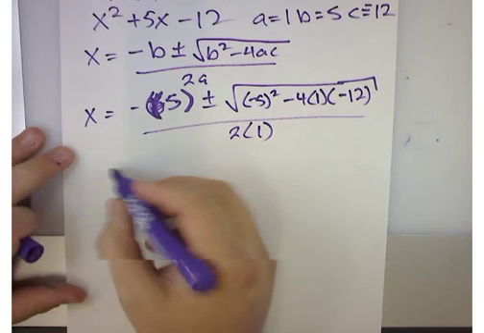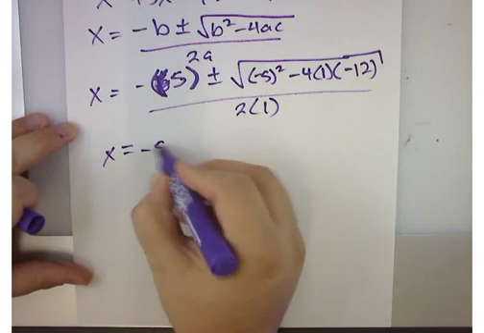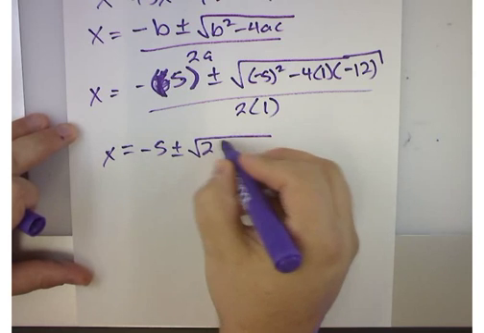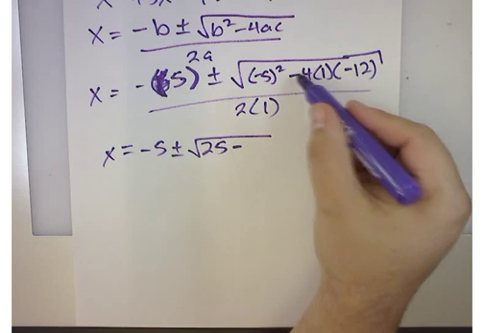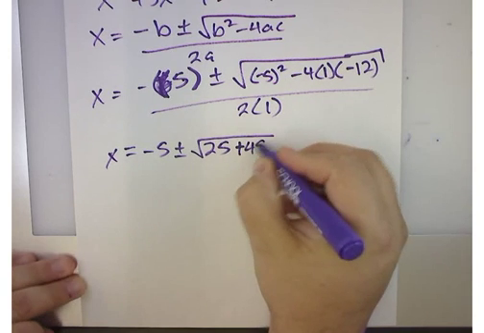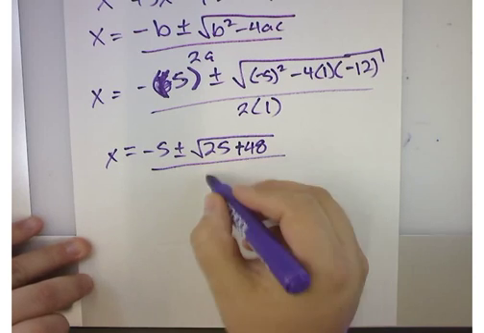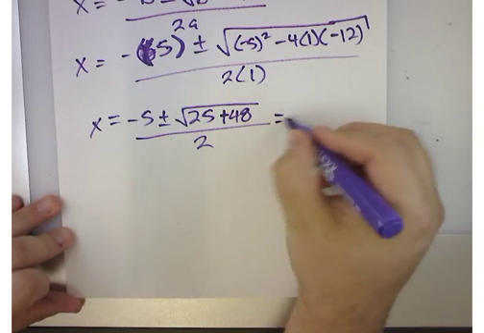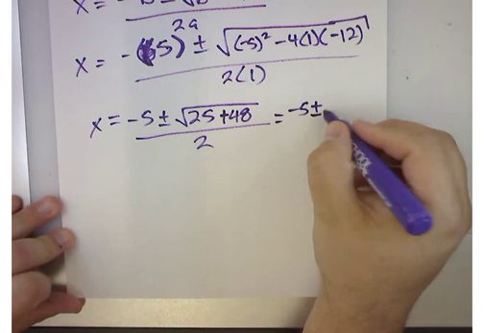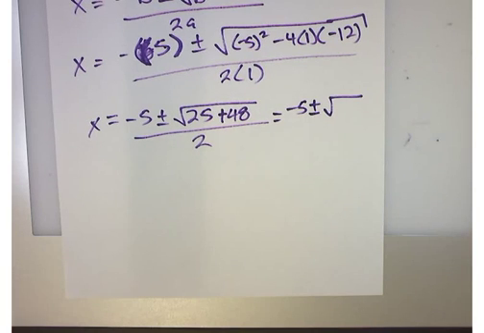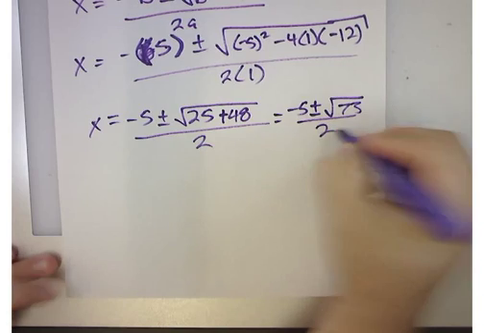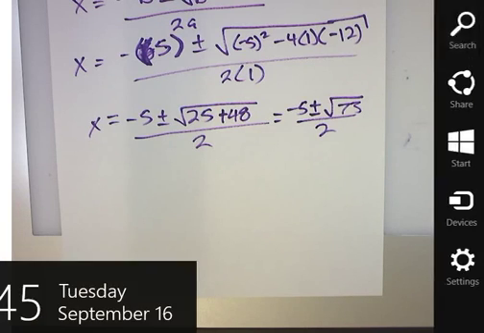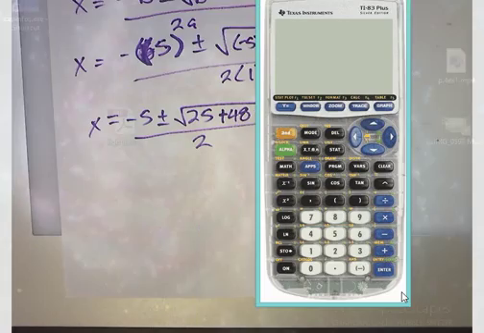So then the next line is x is equal to negative 5 plus or minus the square root of 25. Now 4 times 12 is 48. When you have a negative times a negative, it's a positive 48, all over 2. That could be simplified as negative 5 plus or minus the square root of, what's 25 plus 48? Is that 73? Is that right? Divided by 2. And so now we could pull up our calculator and plug that in and see what we get.